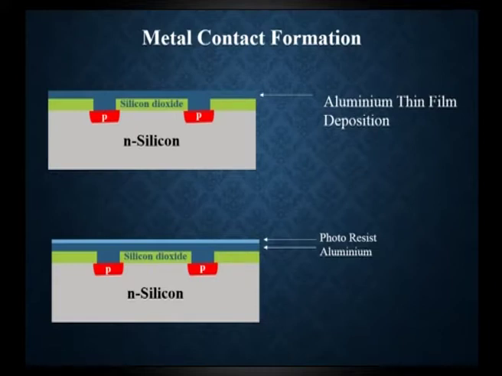The metal contact formation now uses the metal aluminum. The aluminum thin film is deposited here, and on top of this metal layer the photoresist is again created. This photoresist layer will give us a clear picture for removing the unwanted metal, since metal etching will be possible with this photoresist layer.